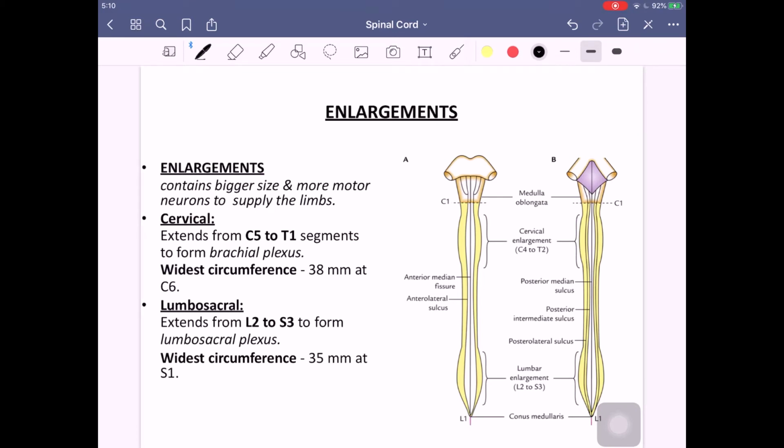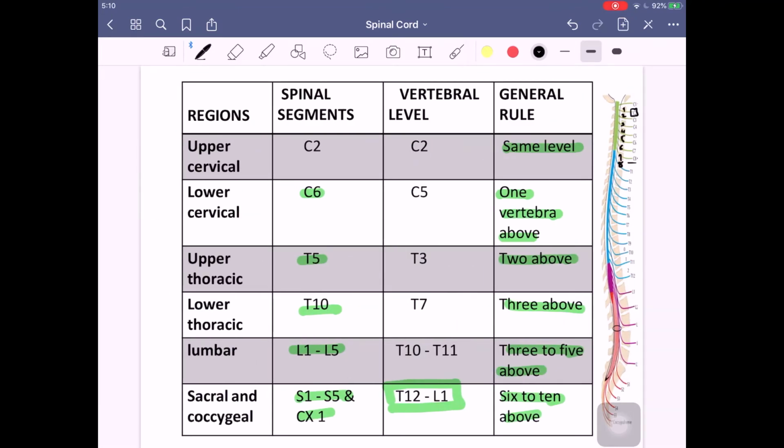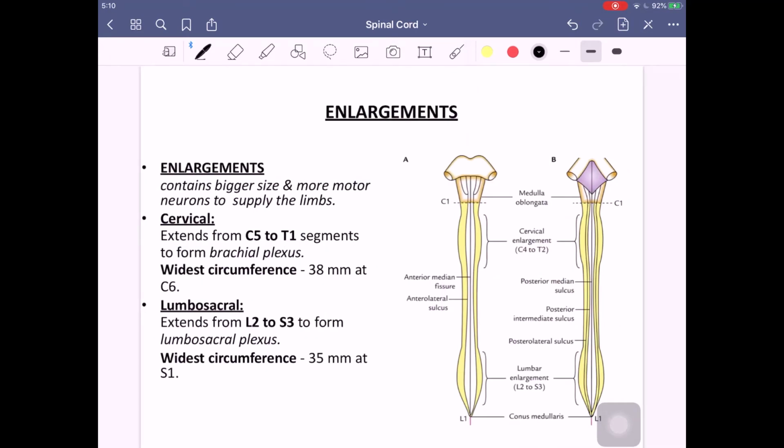Now the next part is the enlargement. So we have done the sulci and the fissure, and what are the structures which are attached to it. Then we have seen the attachment of your spinal nerve to it. Then we have looked at the definition of a spinal segment and how it is different from your vertebral segments or level. So now the enlargement. There are 2 enlargements seen in the entire length of the spinal cord, that is 45 centimeters. One is present in your cervical region and the other one is present in your lumbar or lumbosacral region.